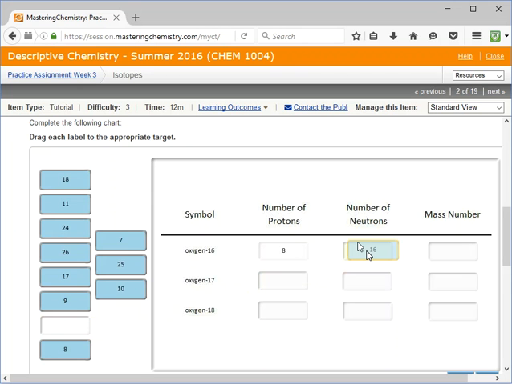16 and, oh, sorry. You asked me for number of neutrons here. This is actually over here. That's my mass number. Anyway, you get the idea. I'm having trouble dragging tonight. And that number of neutrons is going to be 8.